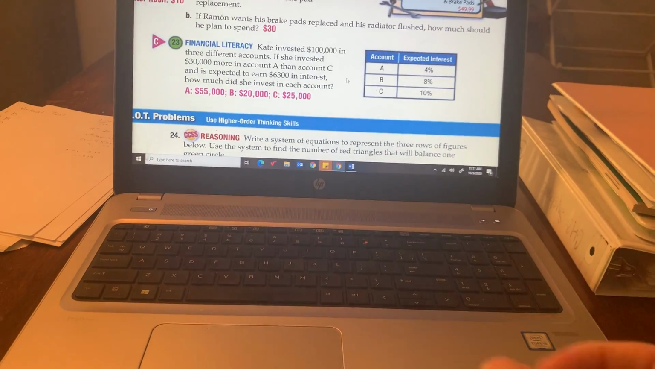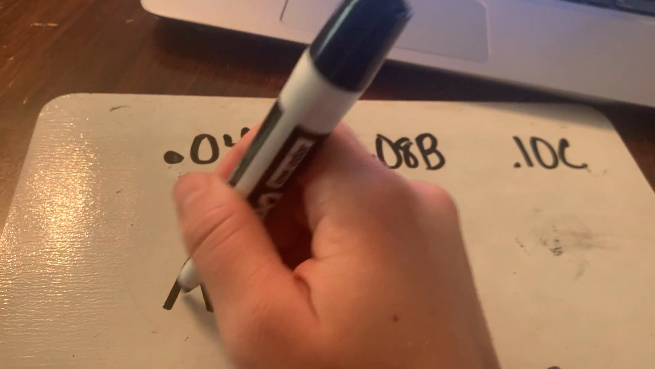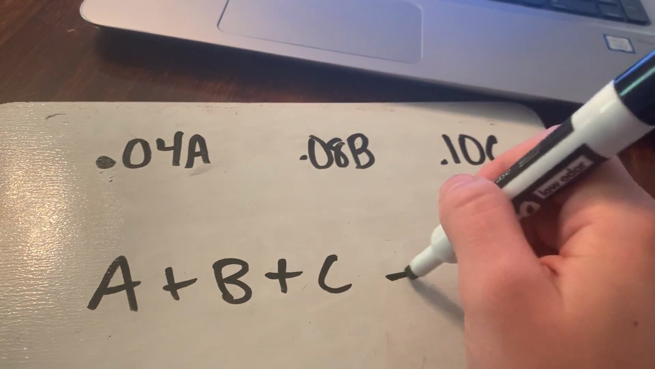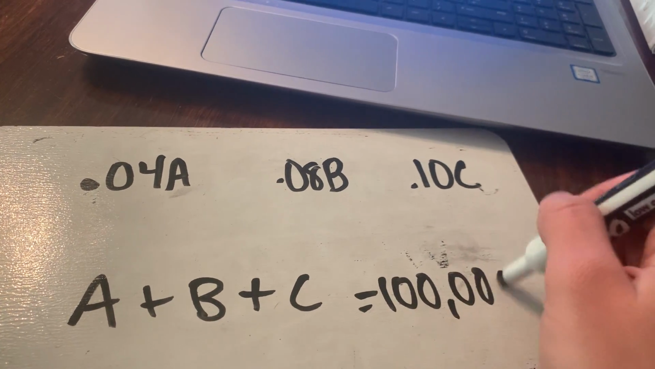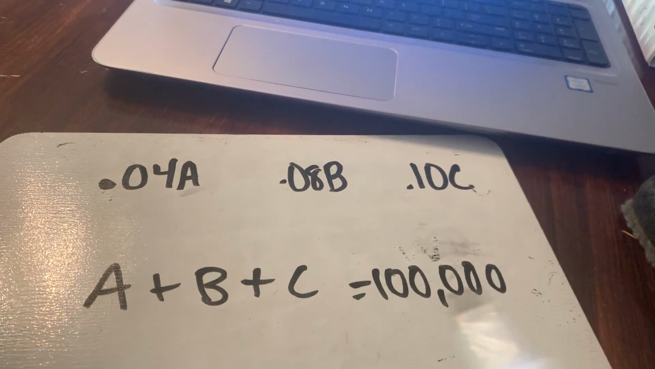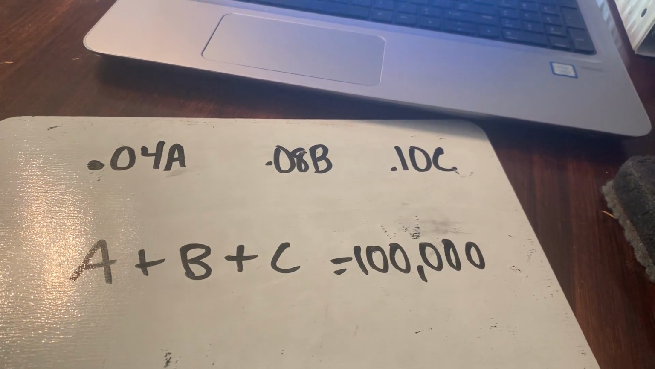Okay, so she invested $100,000 into these accounts. She put $100,000 between A, B, and C. That's just amounts. We always have an amount equation. You'll see this pattern over and over.